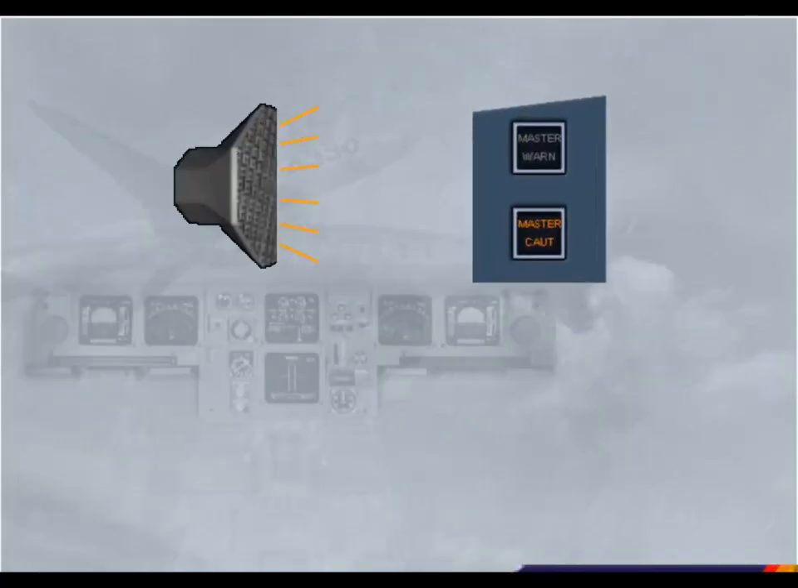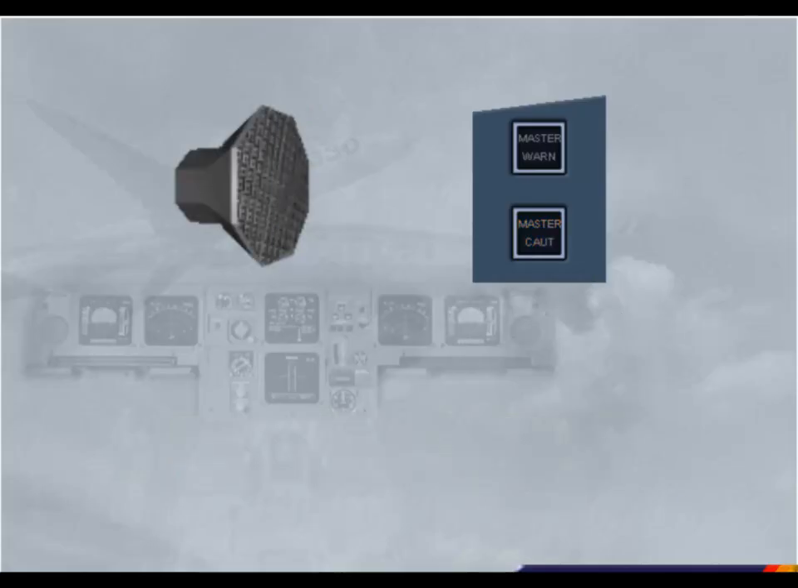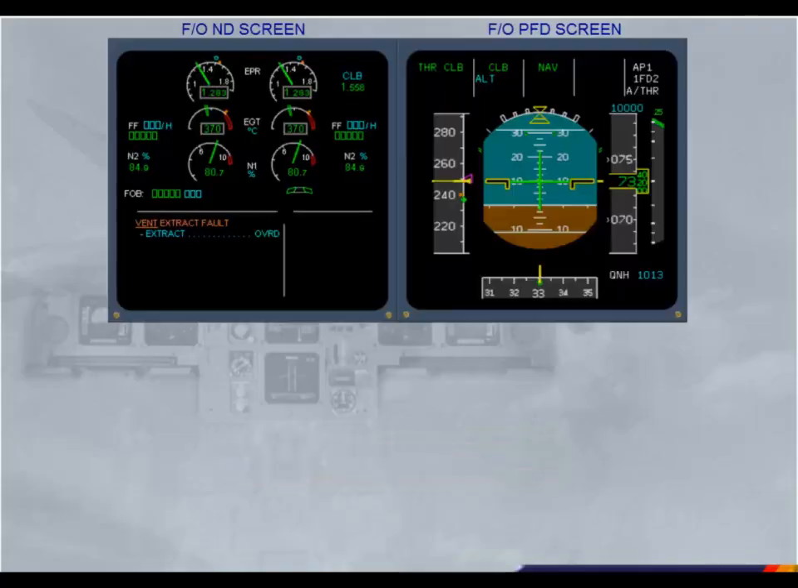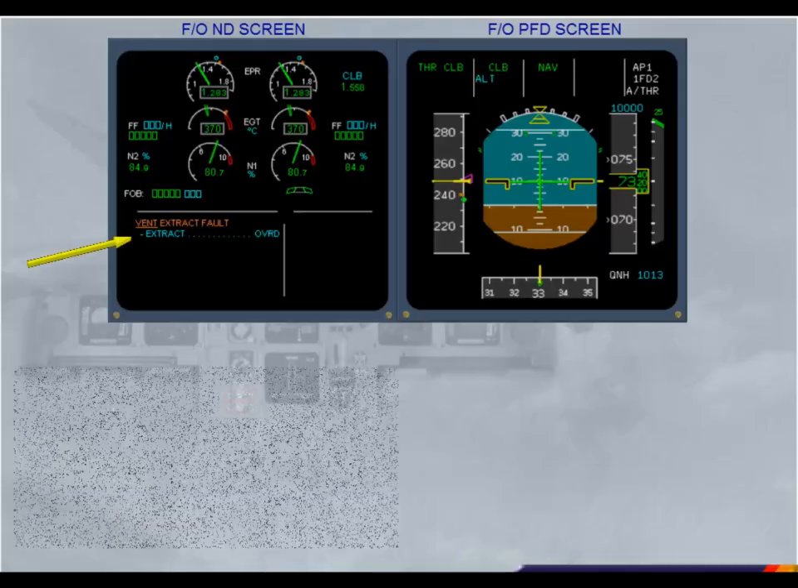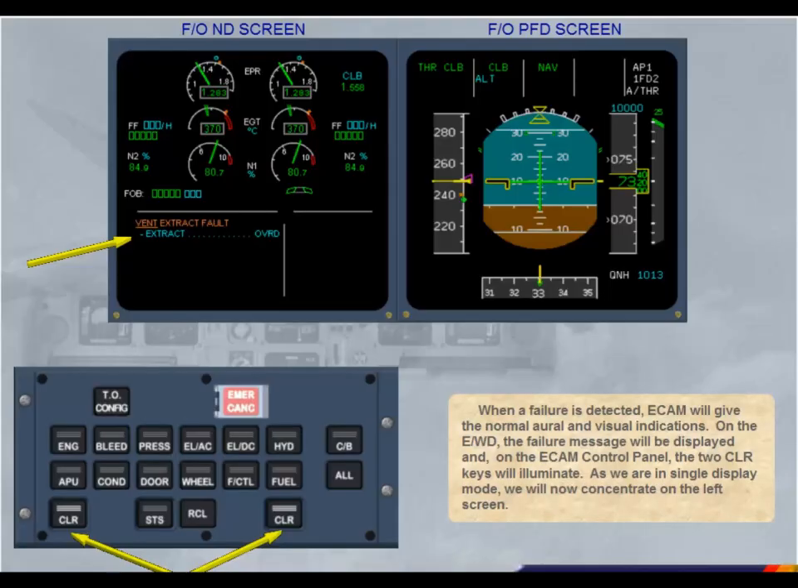You hear a single chime and see the master caution light. Cancel the master caution. The master caution is extinguished. When a failure is detected, ECAM will give the normal oral and visual indications. On the engine warning display, the failure message will be displayed and, on the ECAM control panel, the two clear keys will illuminate. As we are in single display mode, we will now concentrate on the left screen.